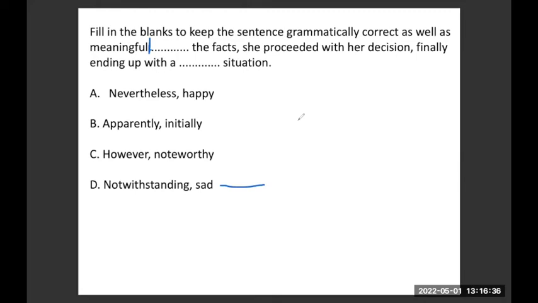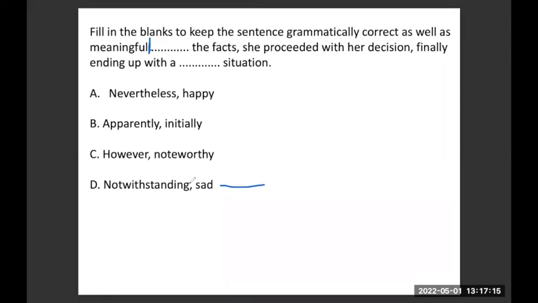So people had said B also. So apparently the facts is somewhere which I feel grammatically it's not fitting in well. Nevertheless, the facts is also not fitting in. However, comma, however the facts, however ke baad comma aana chahiye. However, the facts is somewhere where it's not fitting in appropriately. It's not meaningful that way. So notwithstanding is somewhere which fits in best here. Notwithstanding the fact, which is not standing with the fact, basically, that's what it's saying.